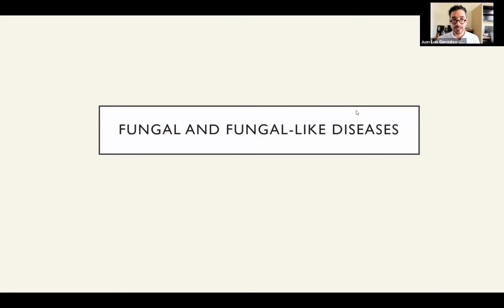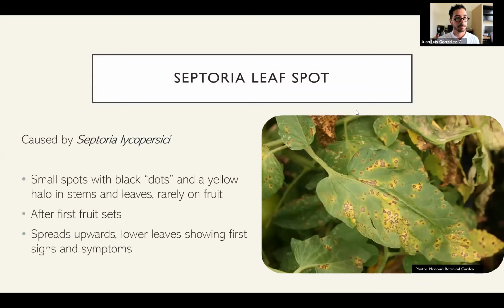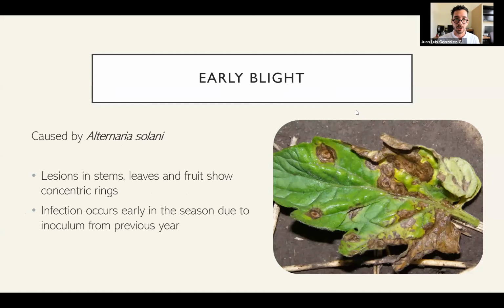There are many other diseases that can be affecting your tomatoes, though. For instance, we have fungal and fungal-like diseases, and we'll see some examples of those. Septoria leaf spot is caused by the fungus Septoria lycopersici. It is characterized by the induction of small spots with certain black dots and a yellow halo in stem and leaves, but very rarely happens on fruit. Disease often happens after the first fruit sets, and the first symptoms often appear in the lower leaves, and then the disease spreads upwards.